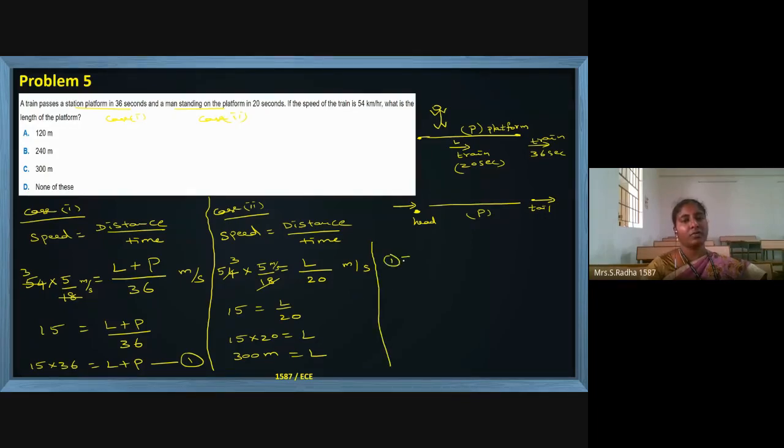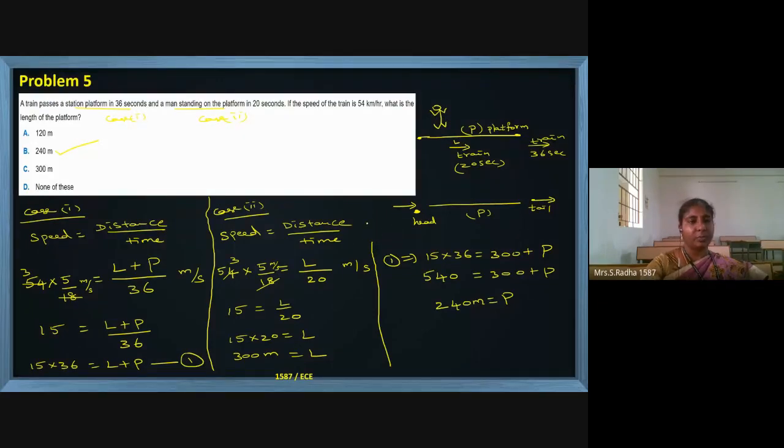Now equation 1, what we can do? 15 into 36 equals L value 300 plus the platform length we are yet to find. If you multiply on the left side, 15 into 36 is 540. So 540 equals 300 plus P, and the P value equals 240 meters, the length of the platform. What they are asking finally is the length of the platform, which is 240 meters. If at all they ask the length of the train, the answer will be 300 meters. You have to carefully see what is asked, hence the answer is 240 meters.